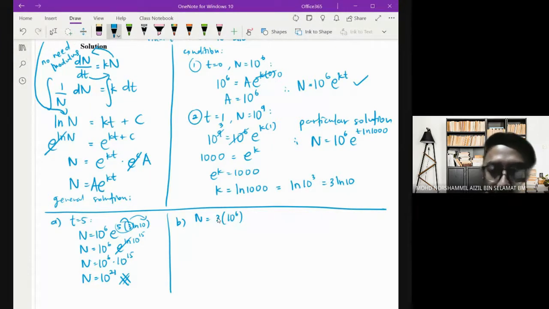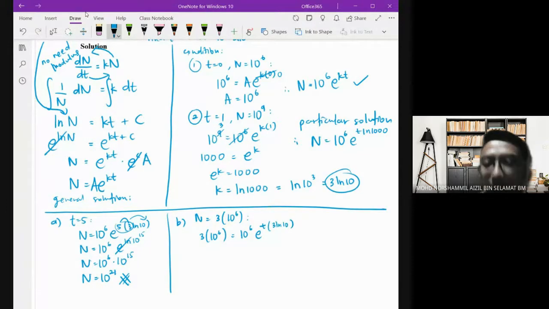So now substitute into your particular solution just now: 3 times 10 power of 6. So 10 power of 6 right inside, exponential T ln 1000 tadi kan, ln 1000 ataupun mana-manalah nak pakai. Kalau nak pakai yang dalam bentuk tu pun boleh, tak ada masalah. T, if you want to choose this one, 3 ln 10.